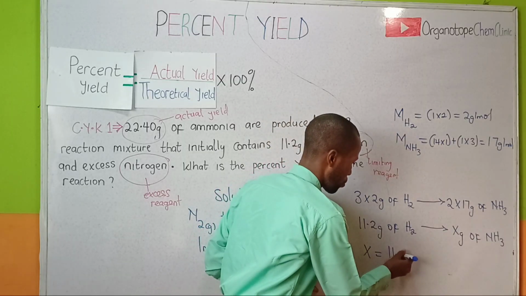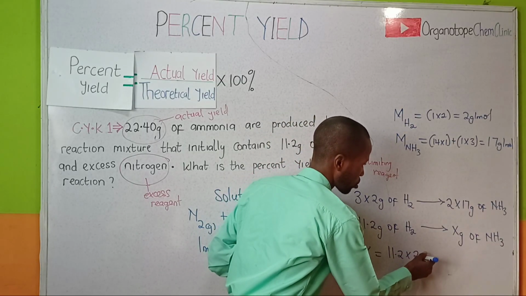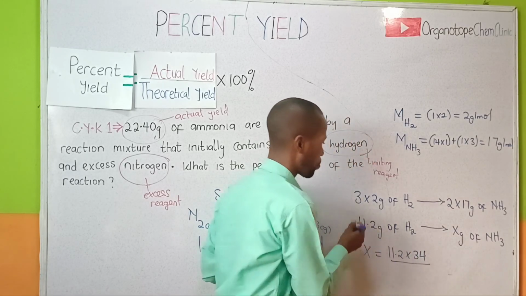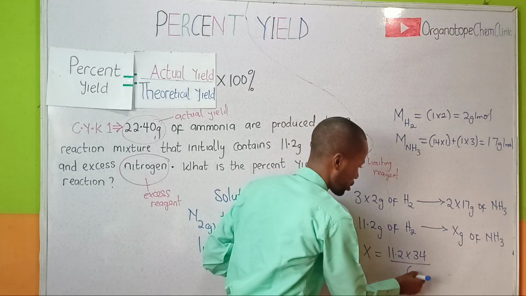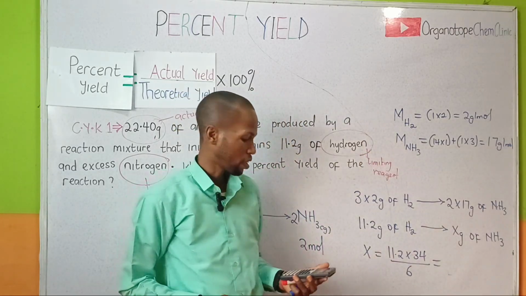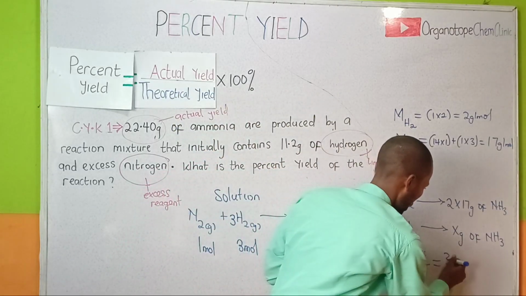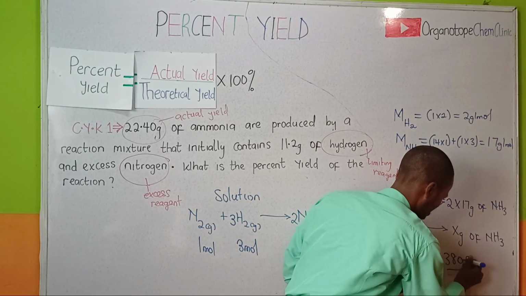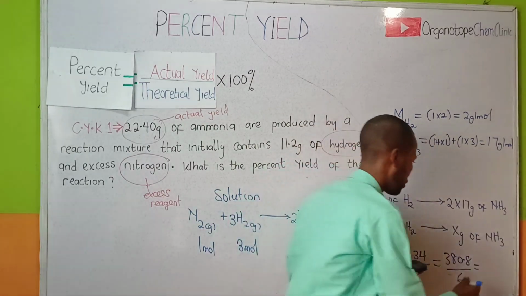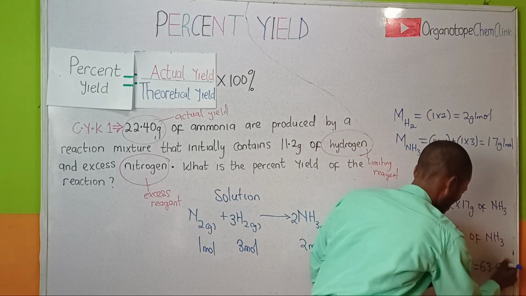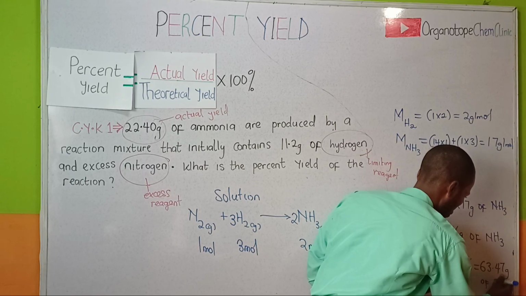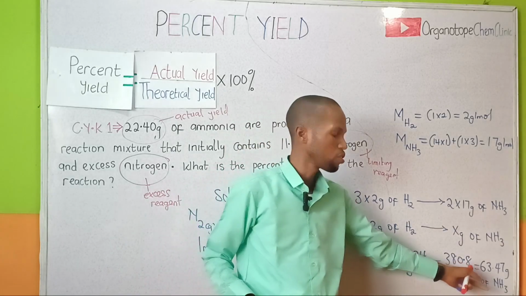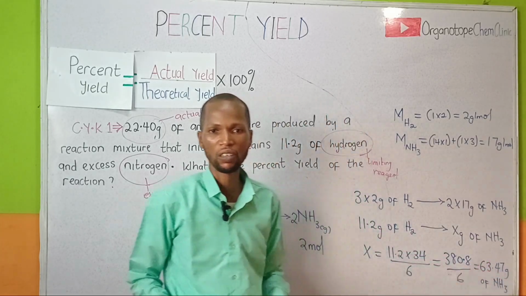We have 11.2 times 2 times 17, that's 34, divided by 2 times 3, 6. So when you press your calculator, you're going to have 380.8 divided by 6. We have 63.47 grams of ammonia. Makes sense? So the theoretical yield of ammonia is 63.47 grams.